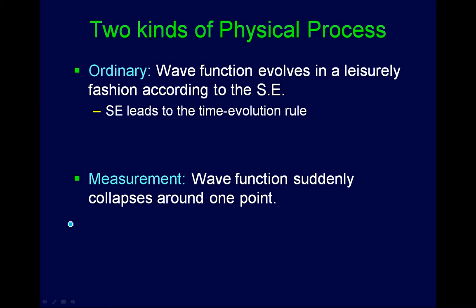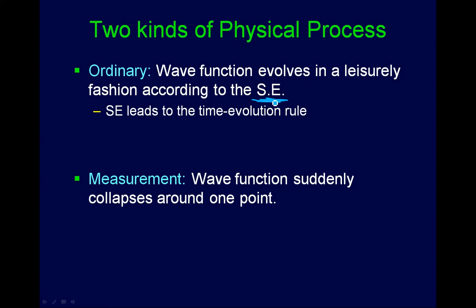Again, the Schrodinger equation is kind of like Newton's law for quantum mechanics, and that's the ordinary case. And then there's when there's a measurement, when everything sort of stops. The wave function suddenly collapses around one point, and then things again evolve according to the Schrodinger equation. This is really weird. This is probably one of the things that troubles most people about quantum mechanics.